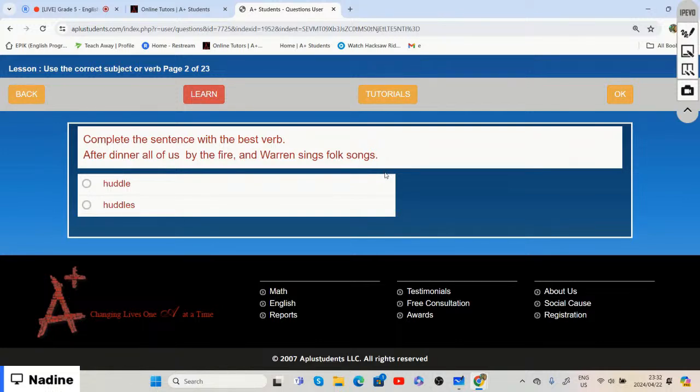So do we say after dinner, all of us huddle or all of us huddles by the fire and Warren sings folk songs? What is the correct answer? The correct verb, is it huddle or huddles?